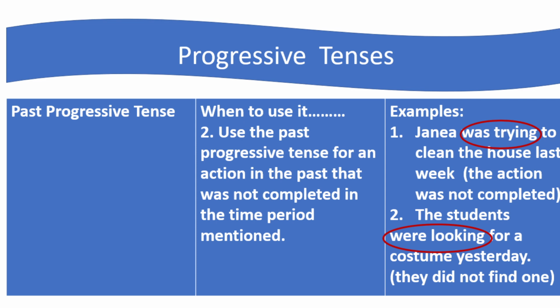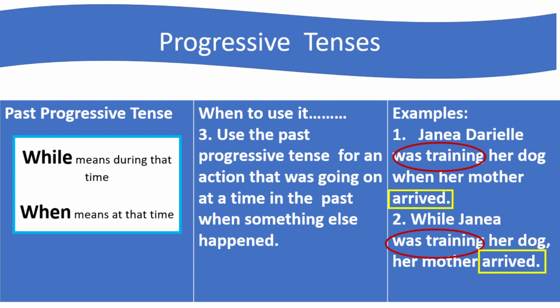Number 2: The students were looking for a costume yesterday. What does it mean? They were not able to find a costume. They did not find one. Next is the third use of the past progressive tense. So when else can we make use of the past progressive tense?